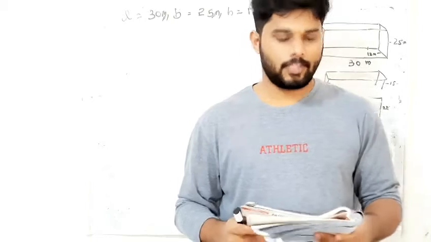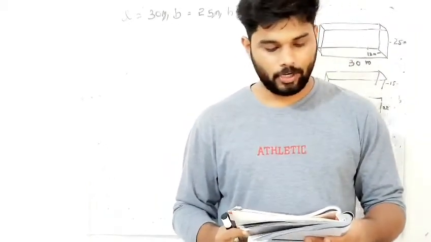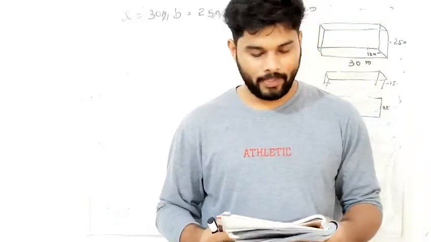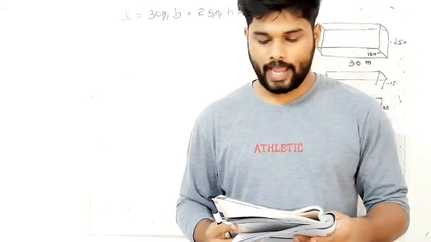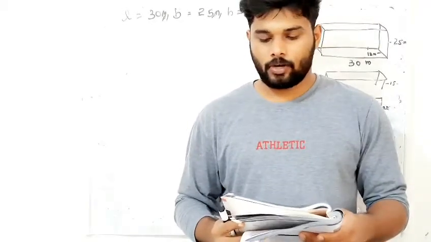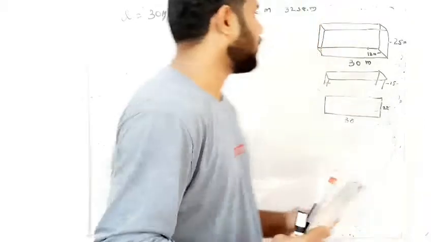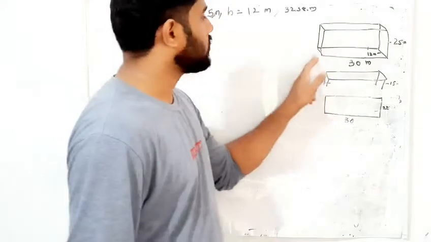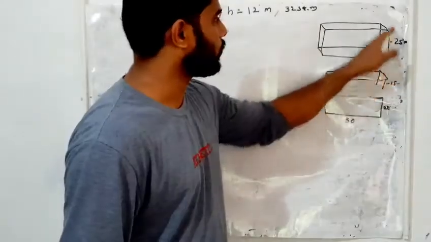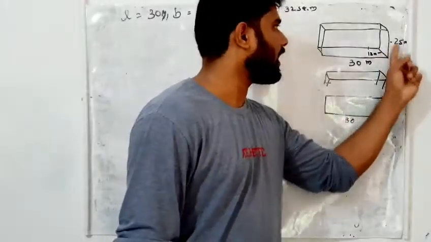Now question number C. The question is, a swimming pool has the dimensions of 30 meter, 25 meter and 12 meter. Find the cost of cementing its floor and walls at the rate of 32 per square meter. So we have the swimming pool. I'm just drawing the swimming pool, you just imagine this is a swimming pool. You can see it looks like a cuboid. Okay, length is there, breadth is there, and height is there.